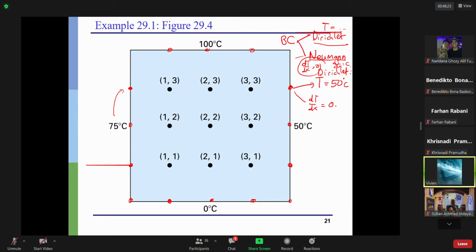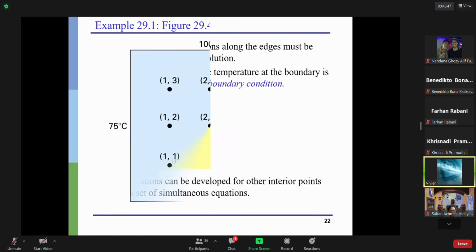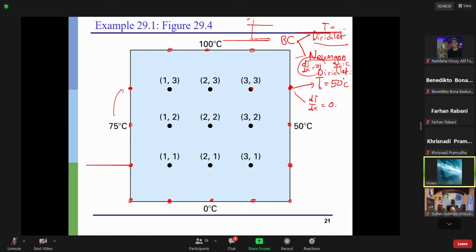So when this point has dT/dx equal to 0, it means that the temperature between this point and the other point here will be the same. So dT/dx is 0, like this one. If we plot temperature against x, dT/dx equal to 0 looks like this. There is no change of temperature in the x direction.